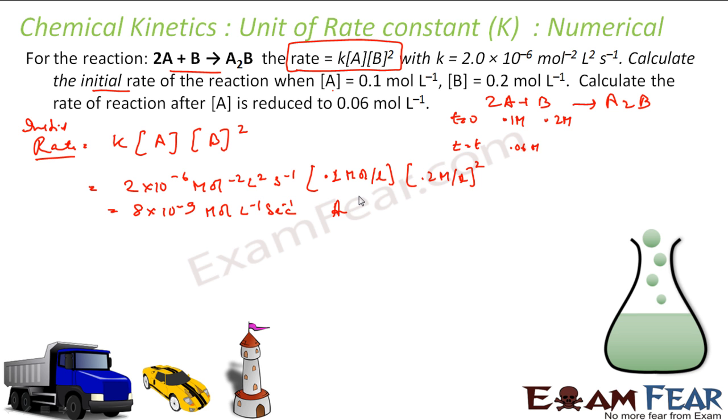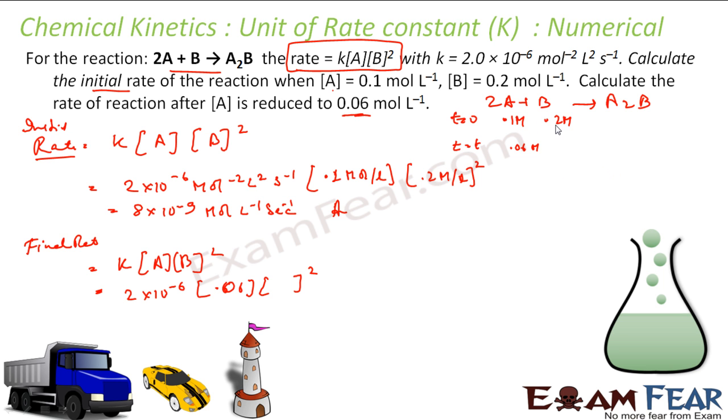Now the question is, what is the rate after A is reduced to 0.06? So the final rate, again the same equation we will use, K A B to the power 2, but here for the concentration of A and the concentration of B, the final concentrations we have to use. So K value is the same, 2 into 10 to the power minus 6, not writing units because at the end of the day it will come out to be moles per liter per second. Concentration of A is given 0.06, concentration of B squared. But what is the concentration of B? Final concentration we don't know. So let's find that.